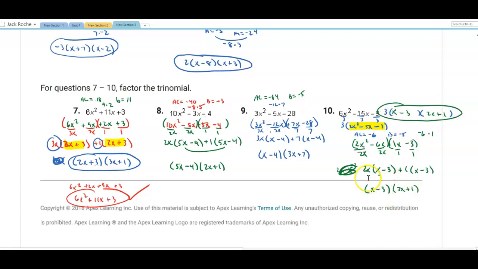Alright, so go ahead, try the quiz. This is a little tougher. If you get stuck, let me know.